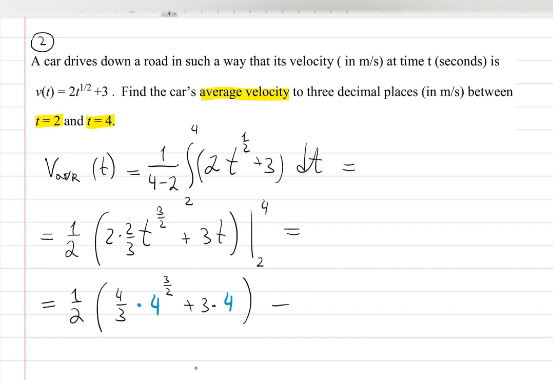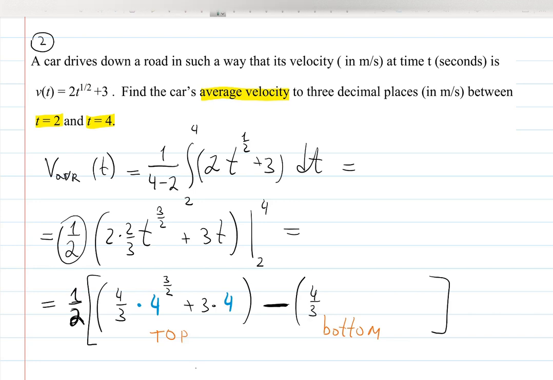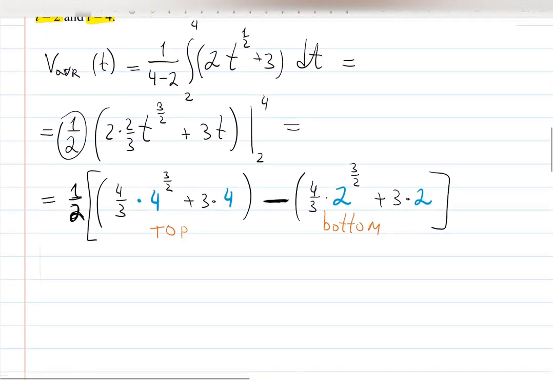If you want to factor out this 1/2, then put huge brackets outside and make sure that you have separately plugged top and separately plugged the bottom of the limits of integration. Then don't mess up with parentheses because of this negative sign in the formula and because of the constant in front of everything. When I'm plugging 2, I will have 4/3, but now 2 raised to the 3/2 plus 3 times 2.